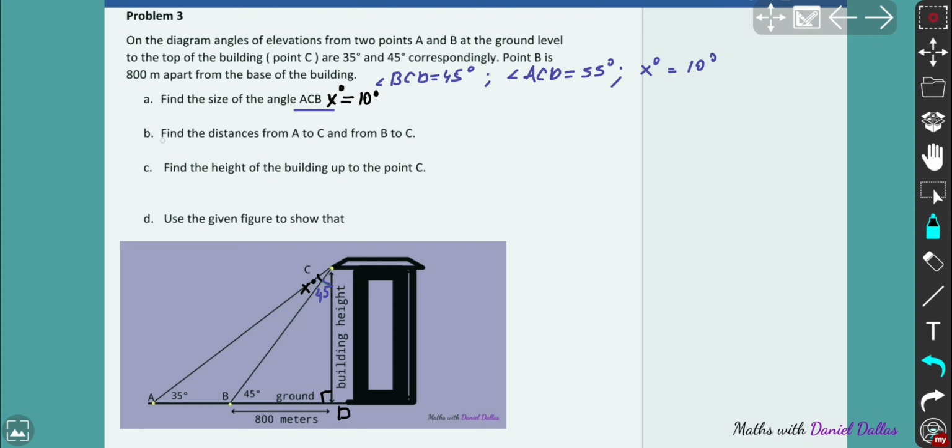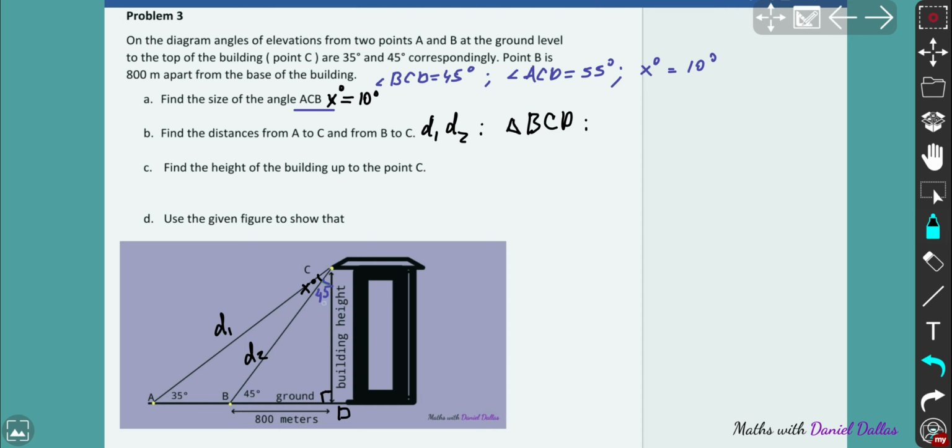All right, so the next question. We have to find the distance from A to C and from B to C. So actually, let's mark them as D1 and D2. So this is D1 and this is D2. So that's the first distance and the second distance. So we need to figure out D1 and D2. Okay, so what do we know about that? We're not given the height, but we are given 800 meters and a small triangle BCD. So we can use triangle BCD. It's a right angle.